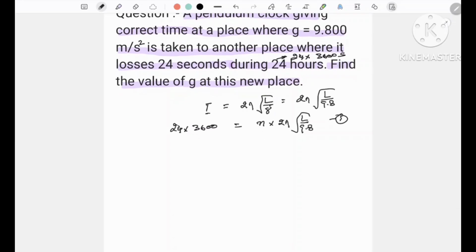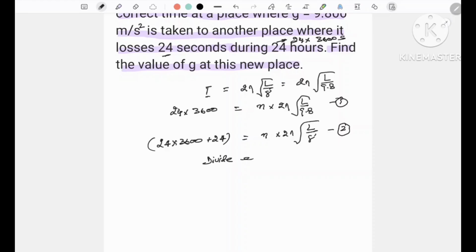For n oscillations of the second clock, the time period will be 24 into 3600, and since it loses 24 seconds, this will be 24 into 3600 plus 24, and this will be n into 2π root of L by g dash, suppose this is g dash, the acceleration due to gravity at this place. Equation number 2.